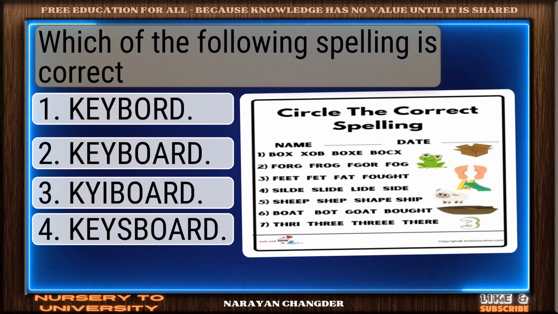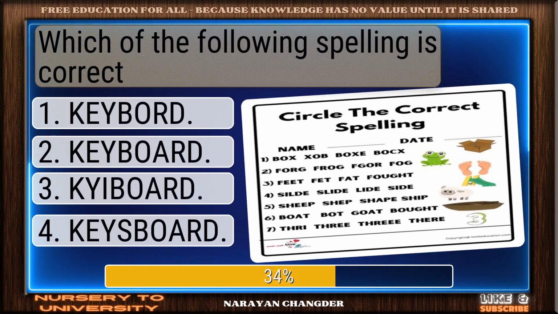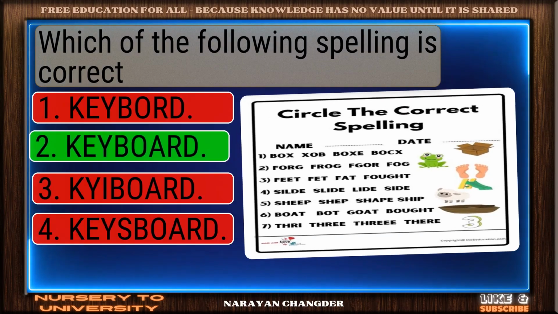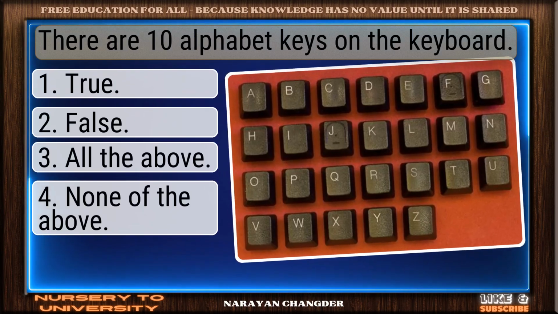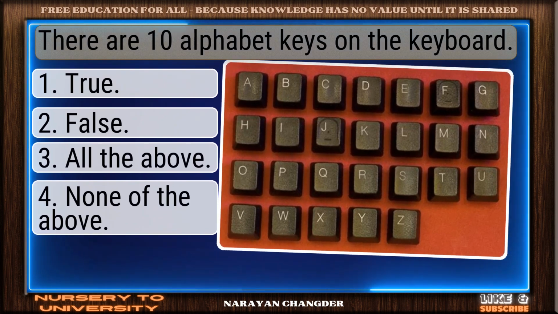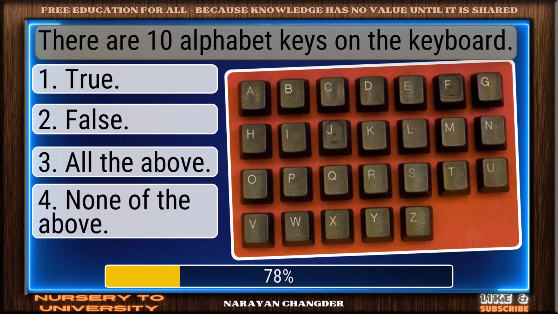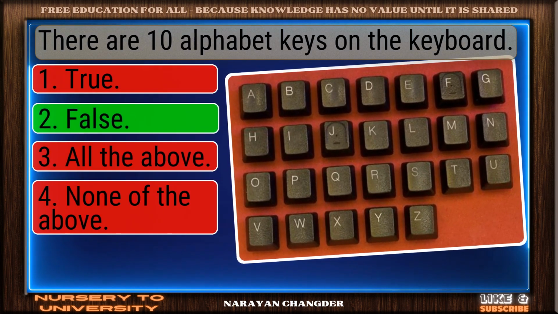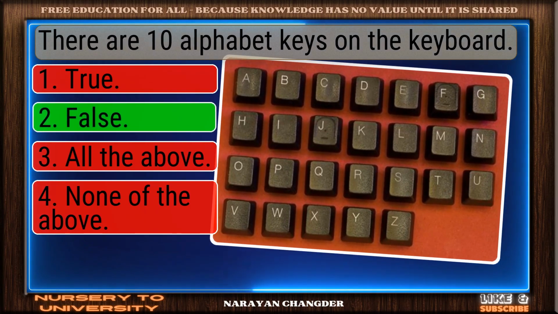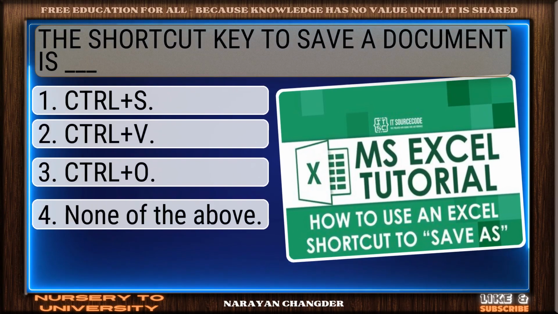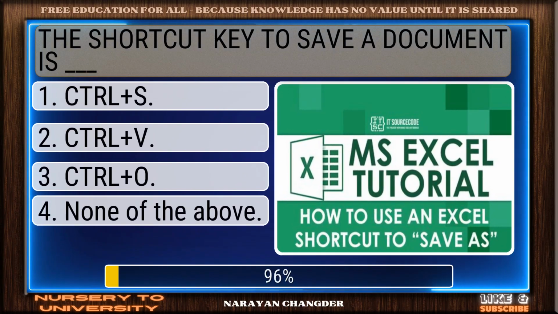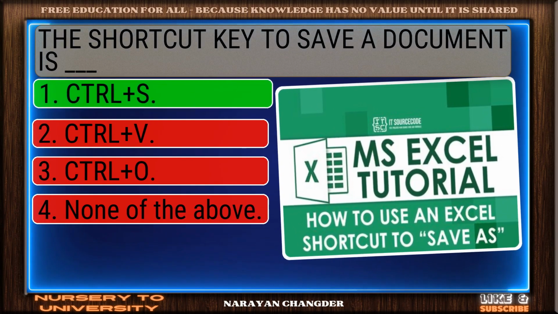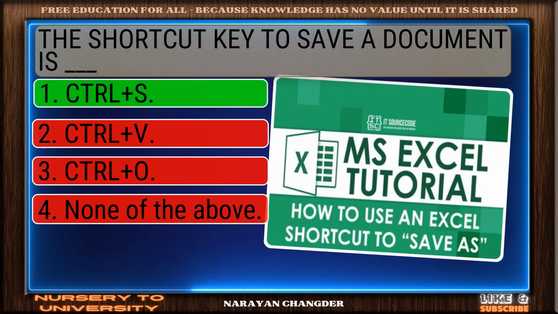Which of the following spelling is correct? Right choice. Keyboard is the best answer. There are 10 alphabet keys on the keyboard. Correct. False is the right answer. The shortcut key to save a document is dash. Smart move. Ctrl plus S is an accurate answer.